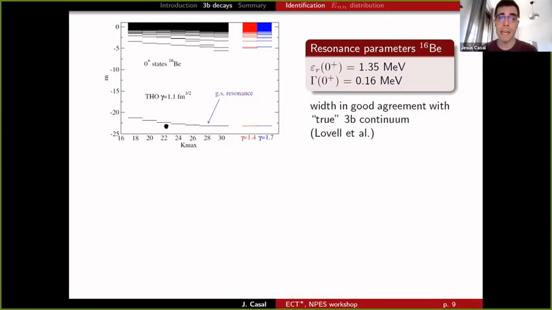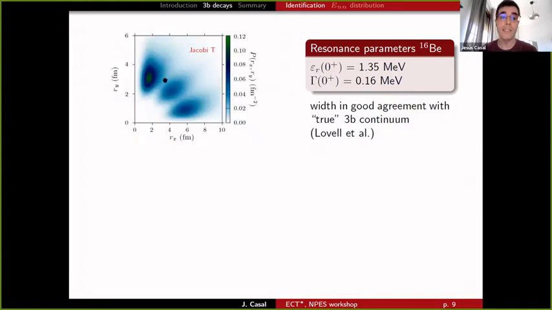model. And by analyzing the energy distribution of this state, we could assign also a width to the state in very good agreement with the true three-body scattering calculations of Emil Lobel and collaborators. So this was a very nice benchmark result. And we also obtained this very nice figure that Belén already showed in the Jacobi representation when we have this strong dineutron configuration. This was also in good agreement with Emil Lobel's work.